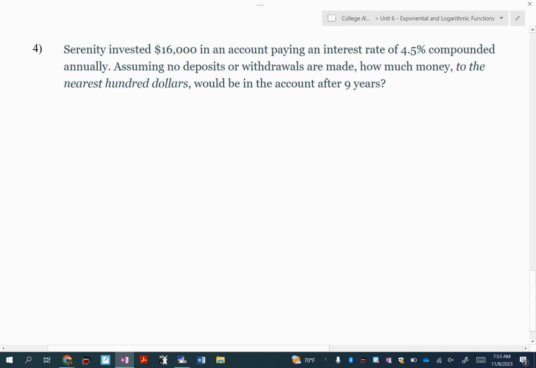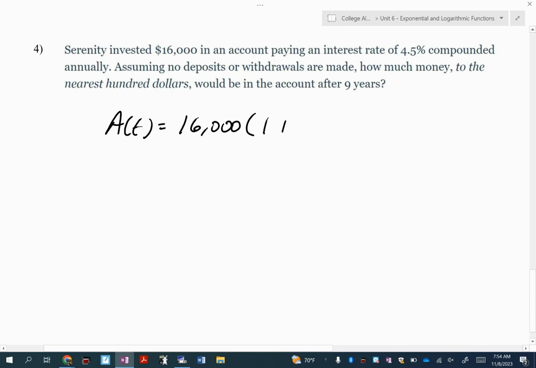Number 4. Serenity is investing $16,000. Wow, that's a lot of money. In an account, paying an interest rate of 4.5%. Let's see, Luke, what do I write for the rate if it's 4.5%? Very good. We are compounding annually. So how many times a year are we doing this if it's annually? It's a 1. n is 1. So do I like this one if I'm Serenity? No, I don't, because I want to be compounding all the time. Just compounding once? That's awful.